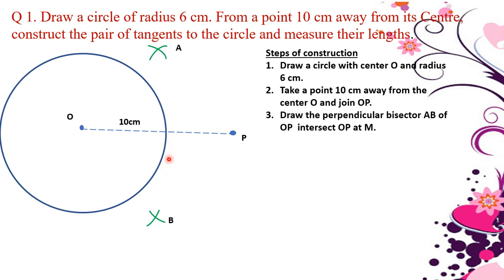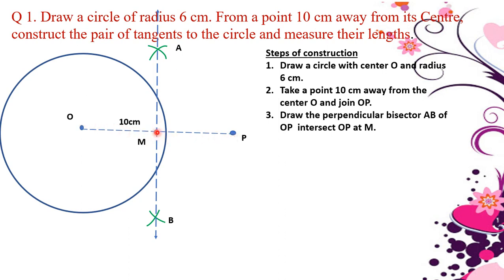When we join this AB, this line is nothing but the perpendicular bisector of the line segment OP, and this line and the line segment OP intersect at a point. Let the name be M. Here this M is known as the midpoint, as AB is the perpendicular as well as the bisector. That means M is the midpoint and MO equals MP.